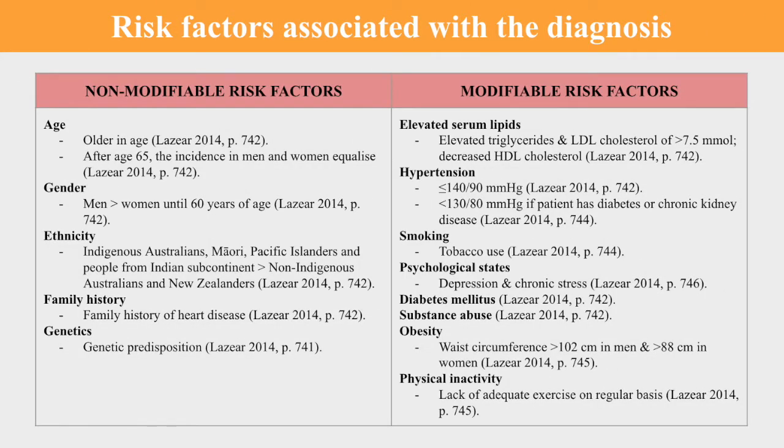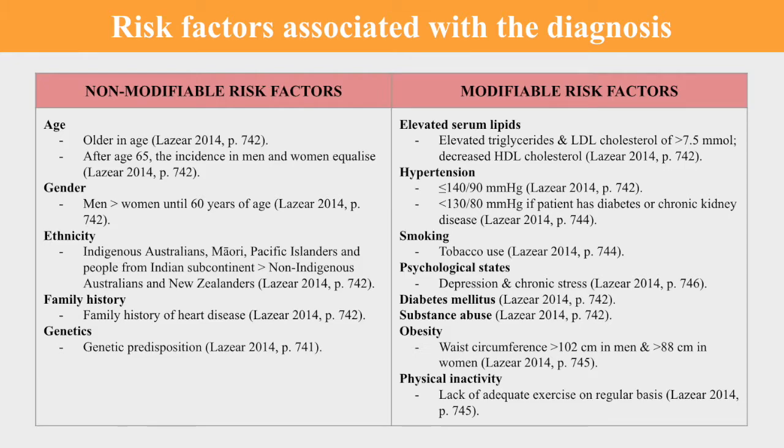Risk factors associated with the diagnosis include non-modifiable, which means they cannot be changed, and modifiable, in which the effect of the factors can be reduced through lifestyle changes. Non-modifiable risk factors include age, gender, ethnicity, family history, and genetics. Also, elevated serum cholesterol, hypertension, tobacco use of one or more packets a day, diabetes, obesity, psychological states, physical inactivity, and substance abuse were positively correlated with an increased incidence of acute coronary syndrome, causing cardiac chest pain.